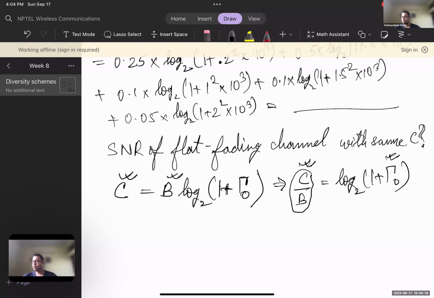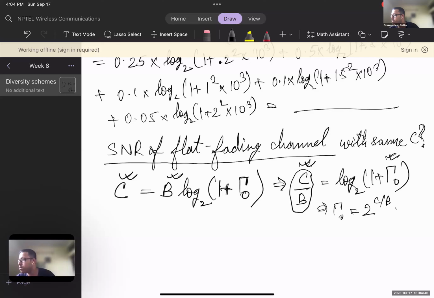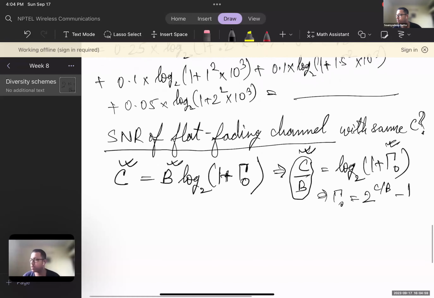So what will be the effective SNR? From here, you can calculate gamma naught. You just have to write it in formula. It will be 2 to the power C by B minus 1. So you can just plug in and get your answer. And you can also report it in linear or dB scale. So this is one kind of question.